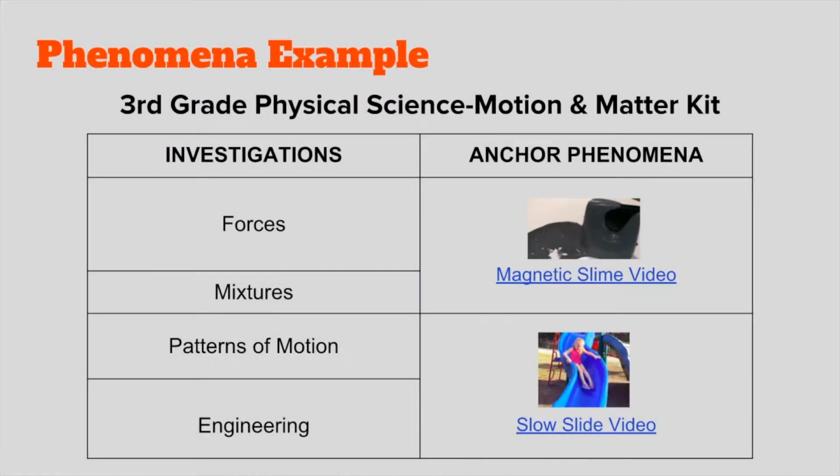The way this kit was designed, finding an anchor phenomena to encompass forces with a focus on magnets, patterns of motion, and mixtures, along with how to be an engineer, was challenging. That is why two anchor phenomena were created. Magnetic slime was used as a way to hook students and get them curious about magnetic forces, along with what is a mixture. A student going super slow down a slide was used to hook students on patterns of motion and engineering a solution to this problem.